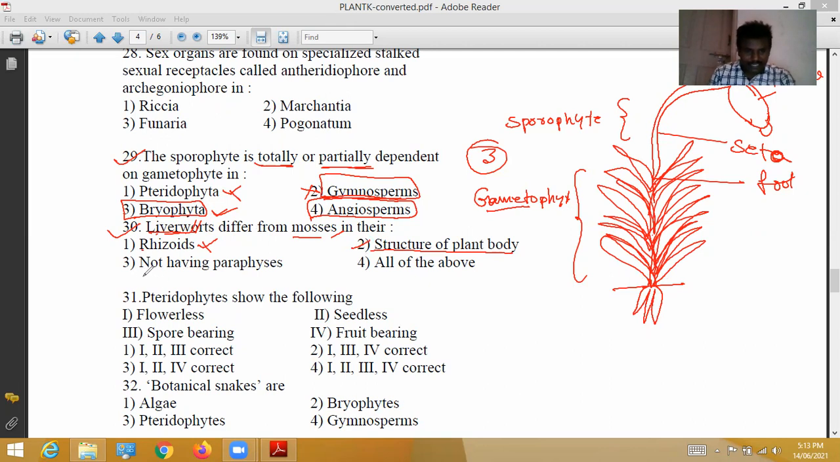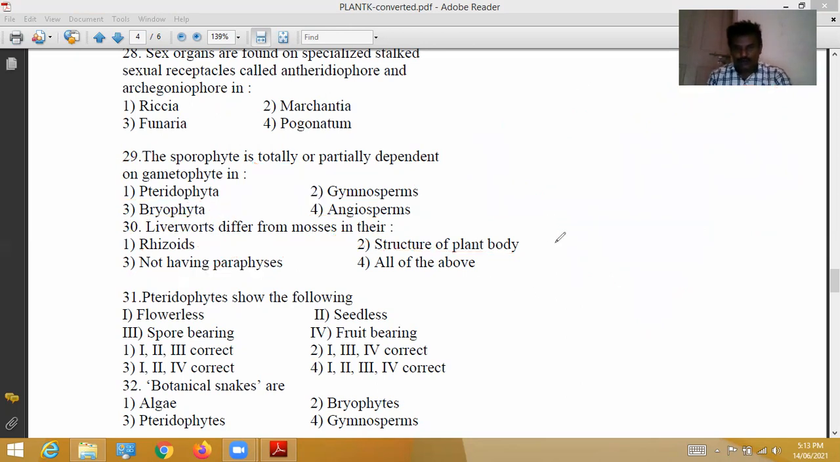Third, not having paraphysis. So paraphysis means what? Paraphysis means a sterile hair, which is found sterile.